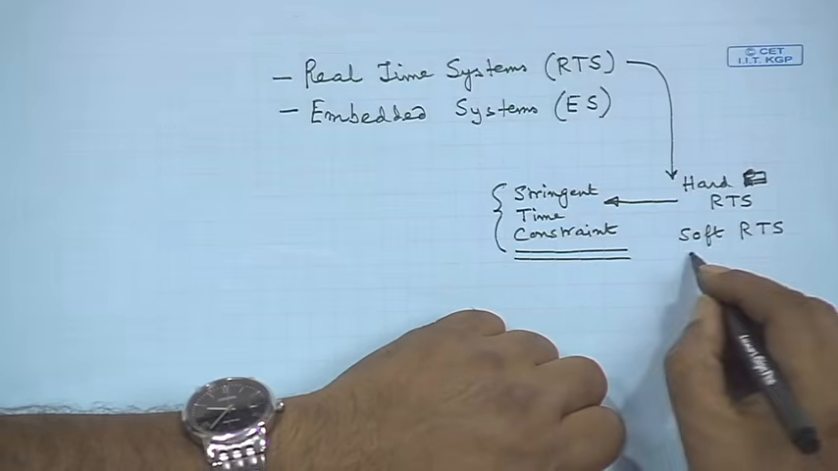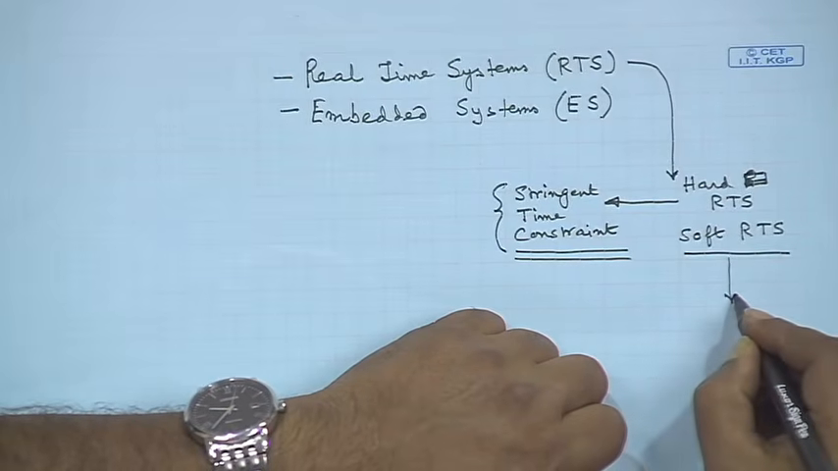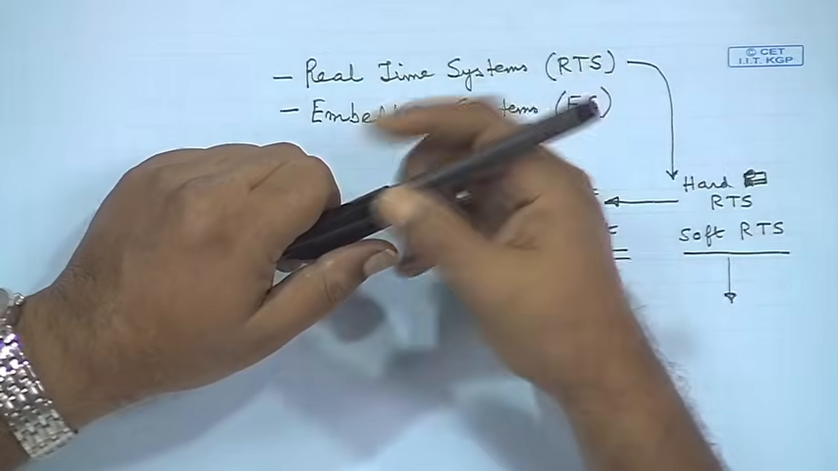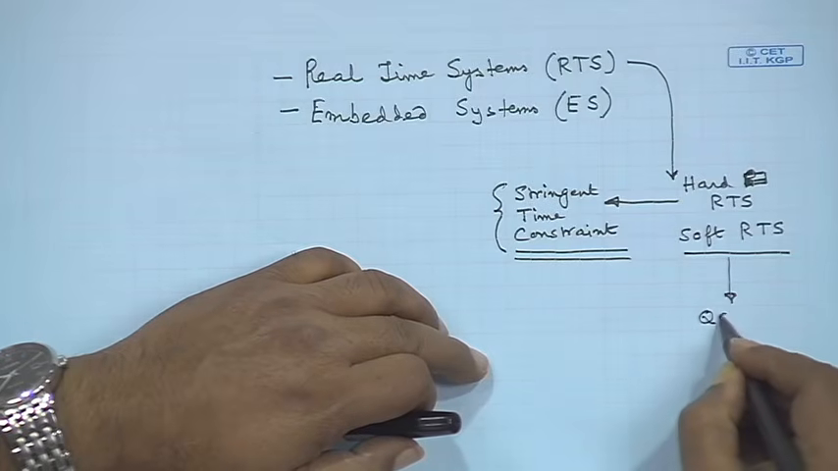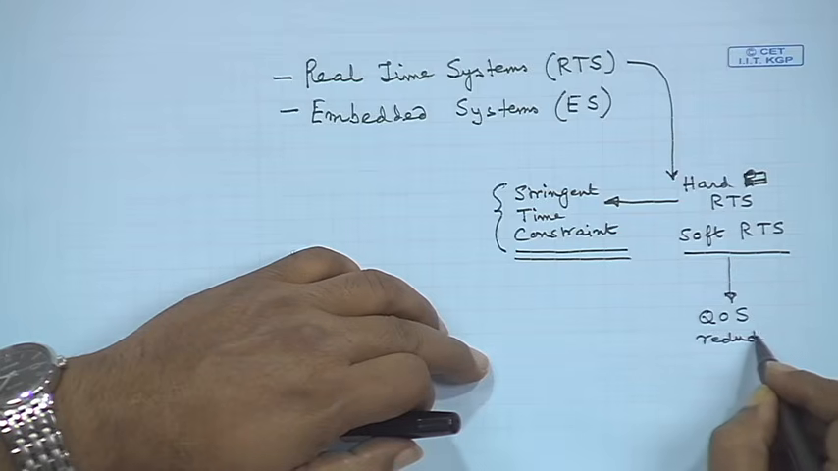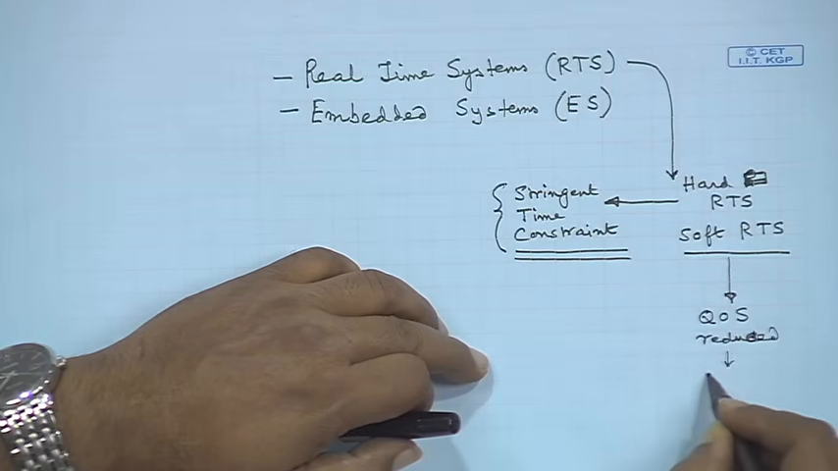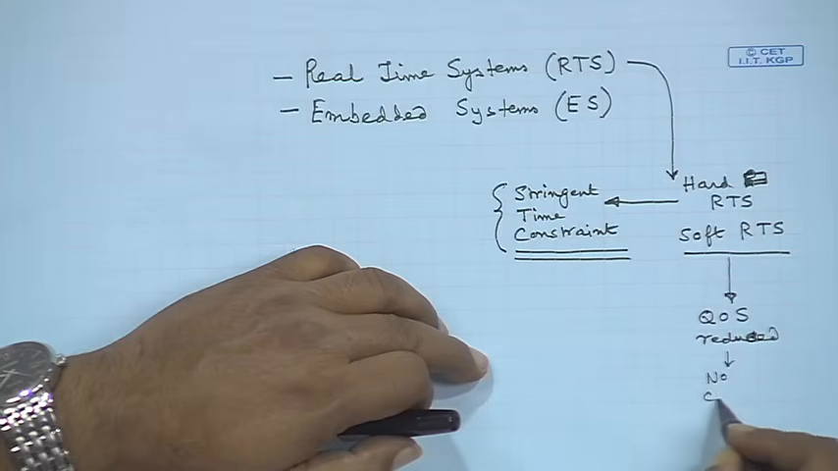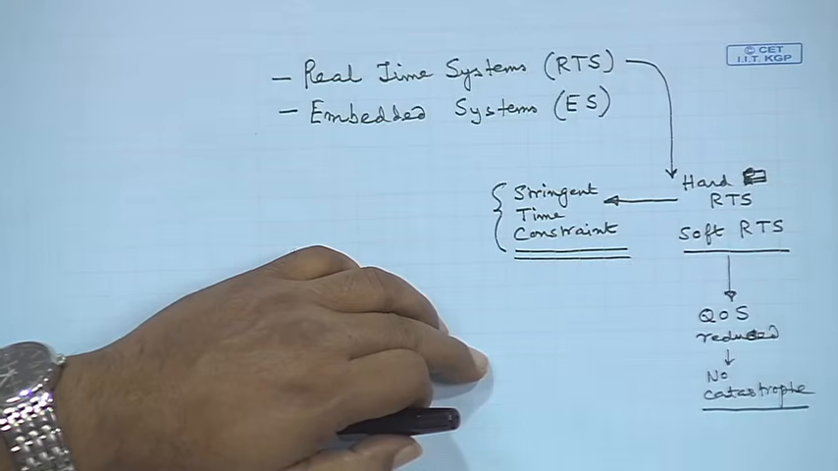On the other hand, in soft real time systems, if we violate the time constraint, then the quality of service gets reduced, but no catastrophe happens. Okay.